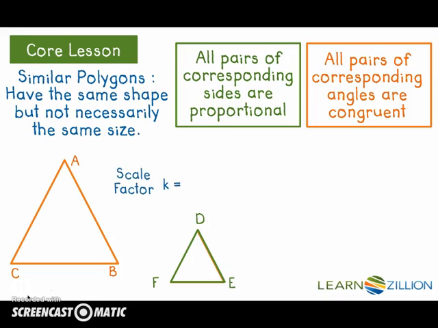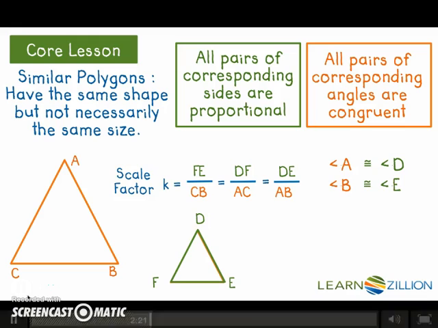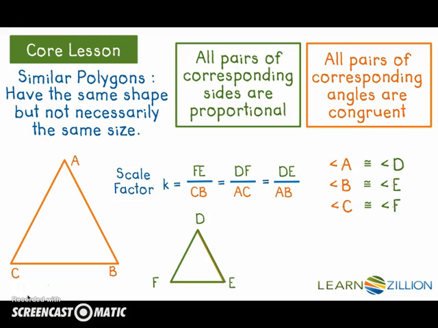And the scale factor for the ratio of the sides is going to be FE divided by CB equaling DF divided by AC equaling DE divided by AB, and the corresponding angle measures are angle A congruent to angle D, angle B congruent to angle E, angle C congruent to angle F.